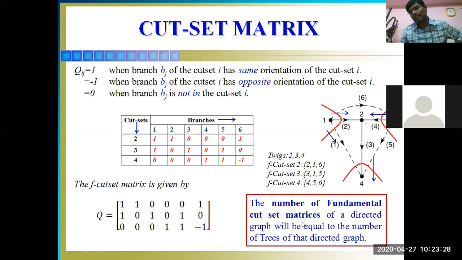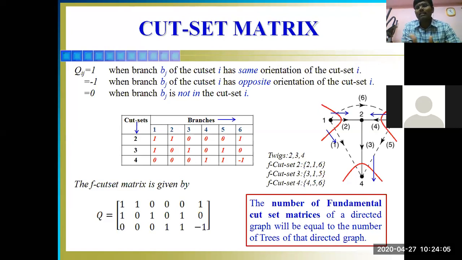The number of fundamental cut set matrices of the directed graph will be equal to the number of trees of the directed graph. So suppose I give you a problem as homework, and you are all at home. There is a possibility of taking different graphs, because no two are sitting at one place. So you can take your own graph. Suppose for this graph there is a possibility of getting 16 trees. Then you can get 16 types of loop matrices and 16 types of cut set matrices.